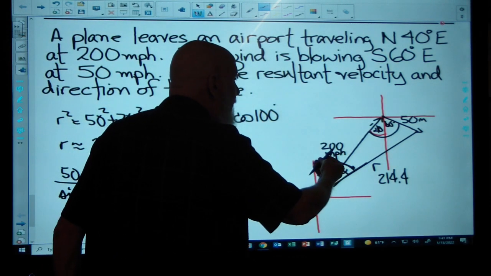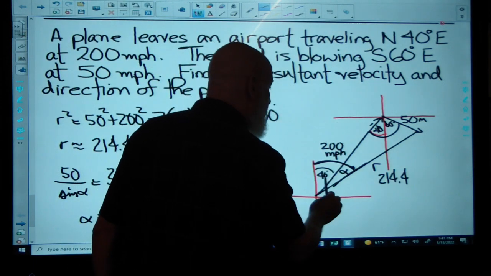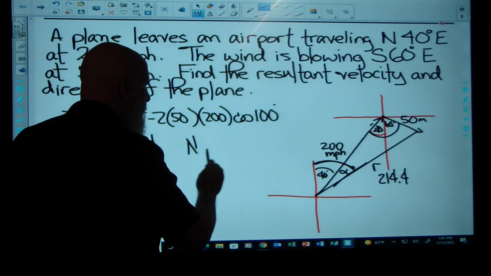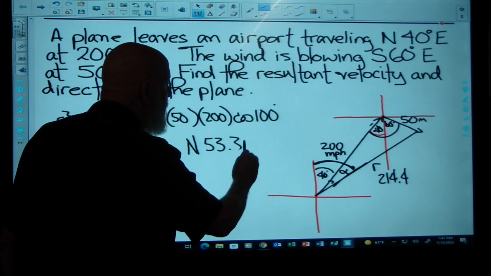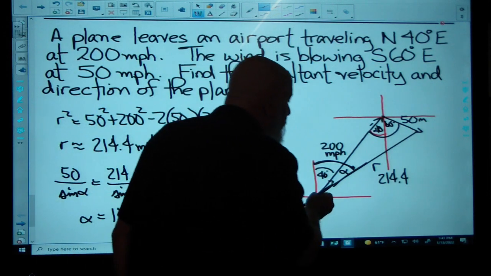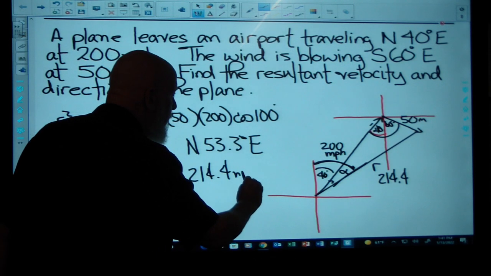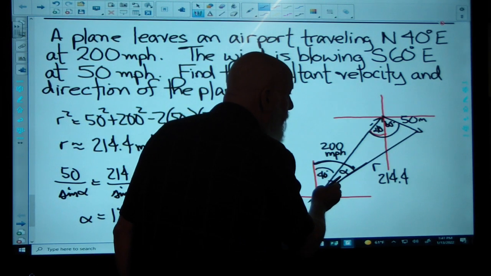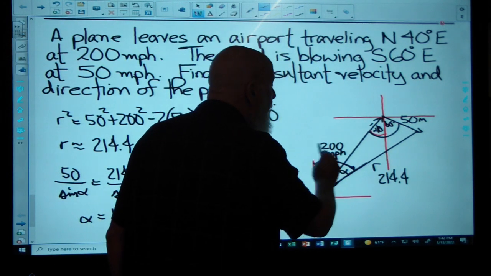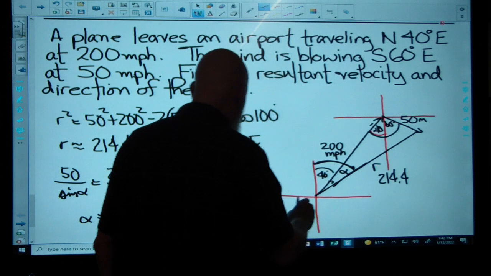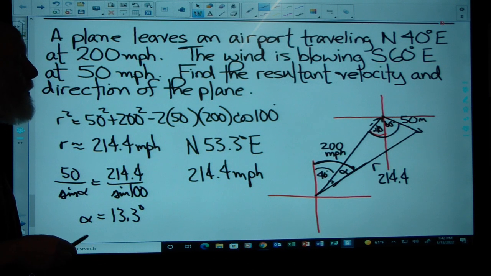So if I was going to state my new direction and my new magnitude, I would say it's going to be north 40 plus 13.3, so that'd be 53.3 degrees to the east. And my new magnitude, the speed of my aircraft, would be 214.4 miles per hour. So it's increased the speed from 200 to 214.4. The wind has done that. This 50-mile-an-hour wind blowing in this direction. It's increased the speed, and it's changed the direction from north 40 degrees east to north 53.3 degrees east. So that's a significant little change there by a 50-mile-per-hour prevailing wind.